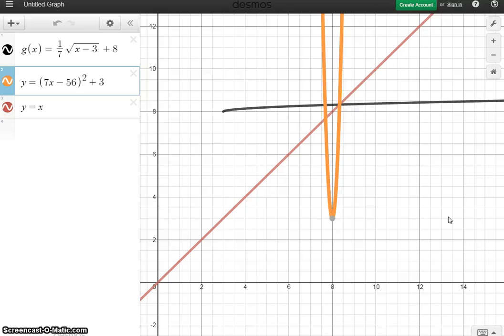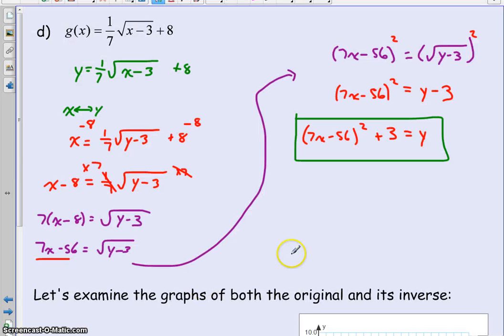And the problem is we only had one piece of the original function to graph. It wasn't plus or minus one-seventh square root of x minus 3, just the positive one. So what we need for our inverse, instead of the full parabola, is just half the parabola. So how do we do that? Well, let's go back to look at the function here, and let's take a look at the original equation.